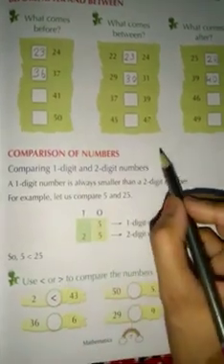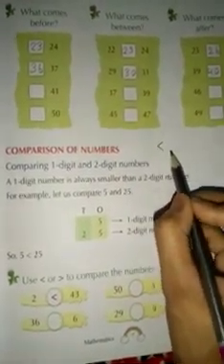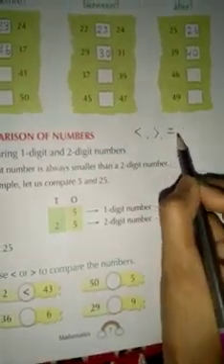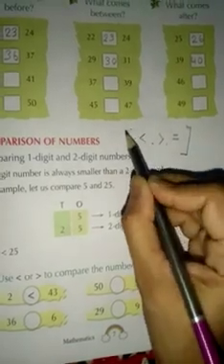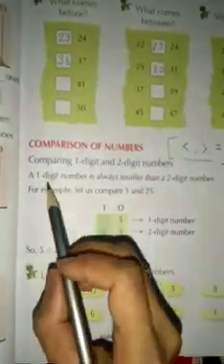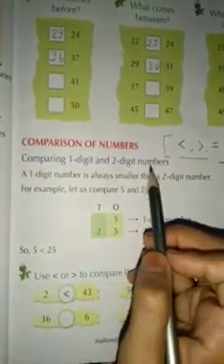Comparison, how we do? We put signs like this. This is smaller than, greater than, or equal to sign. These are the signs which we are going to use here. Okay. So, we learn here comparing 1-digit and 2-digit numbers.